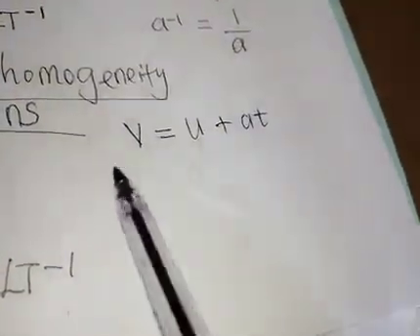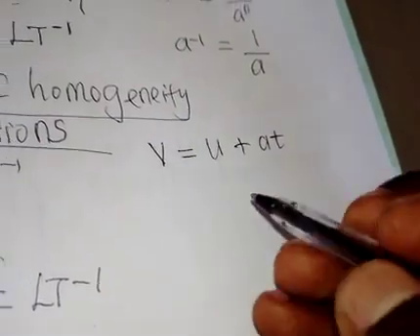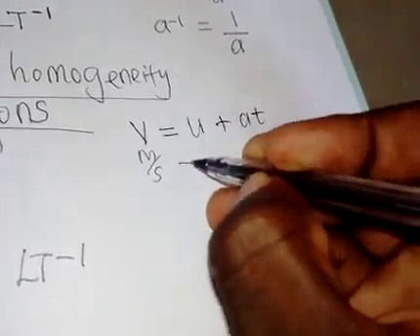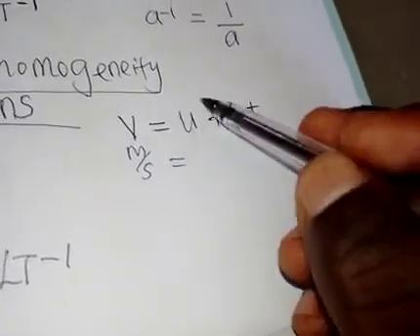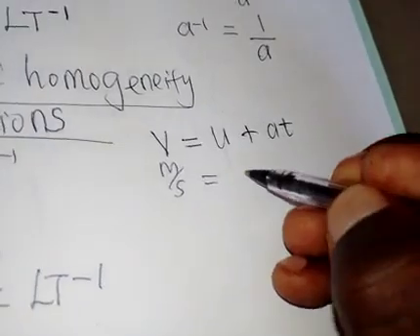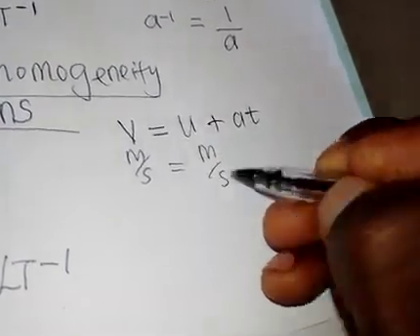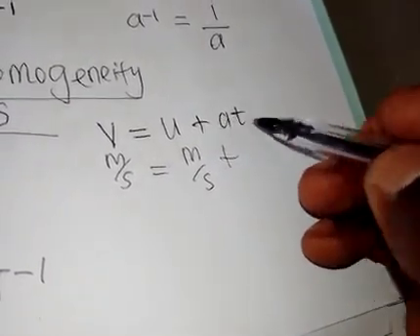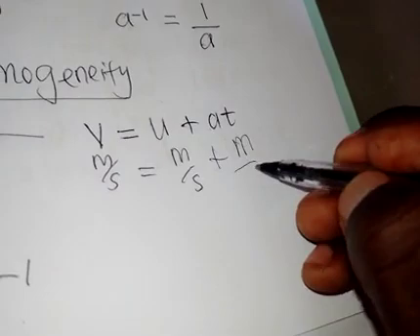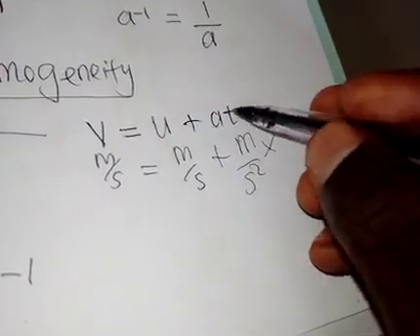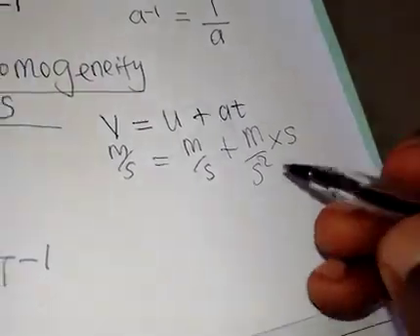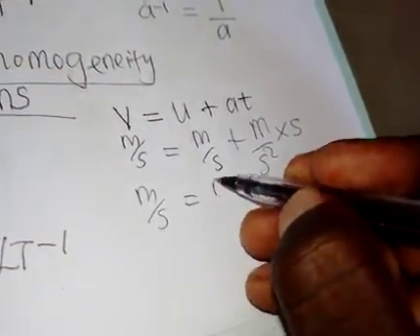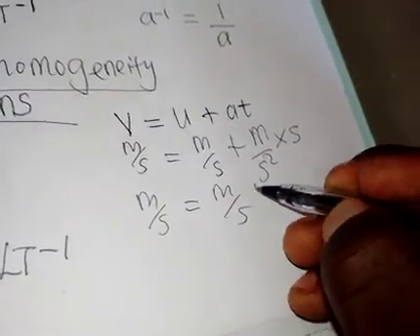So for velocity, we know that this is measured in what? It's meters per second, of course. Then this is also velocity, initial velocity. It's meters per second. Then that's acceleration, so plus. For acceleration, we know it's meters per second squared. Then for time, it's what? Second only. So this side we have meter per second equals meter per second, then plus.